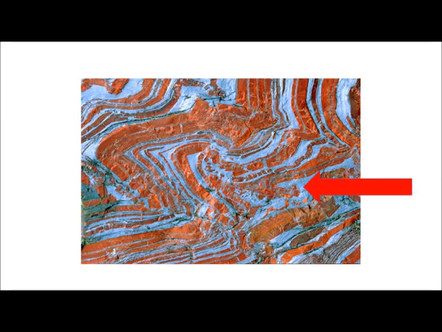Here is a sequence of banded iron formation. The red arrow shows a chert layer in this example, and here the arrow points to an iron-rich layer in the sequence. Note that the iron-rich layer is not always red and the chert layer is not always gray. Quite often these colors are actually switched, but in this example, the red is the iron-bearing layer.